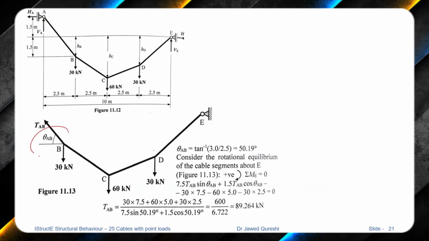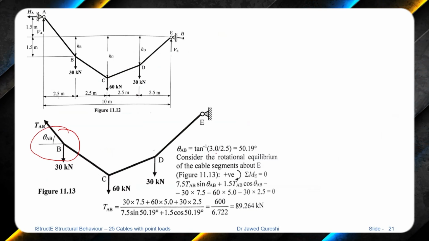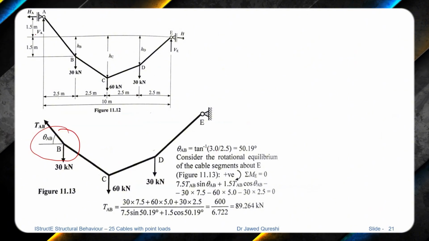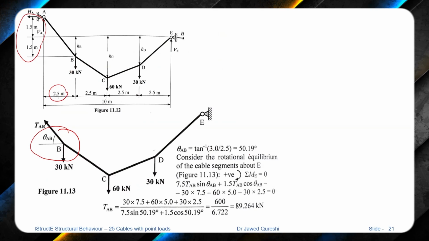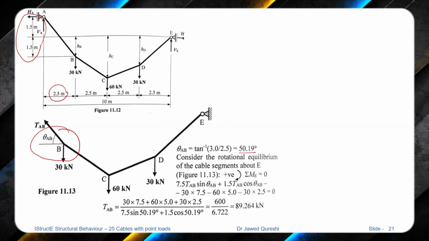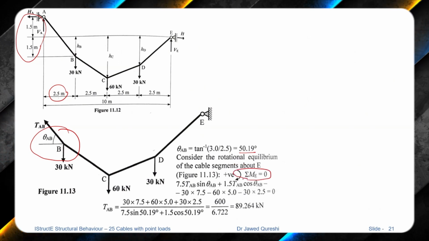It is this angle over here. It is equal to vertical over horizontal. If you have a look at this dimension, the vertical is 3 and the horizontal is 2.5. From here we determine the angle, and then rotational equilibrium at point E, the summation of moments at E.